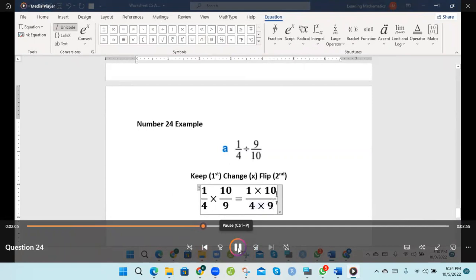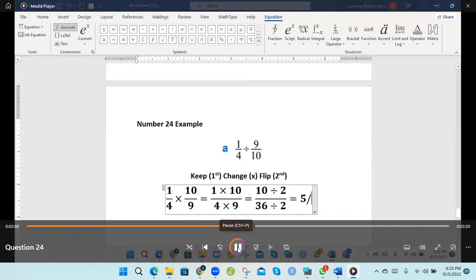One times 10 is 10. And 4 times 9 will give us 36. Now 10 over 36 can simplify because you have a highest common factor between them. That's a factor that can go into both 10 and 36, the highest one, which is 2. So you can divide both 10 and 36 by 2 to reduce this fraction to its lowest form. So it reduces to 5 over 18.